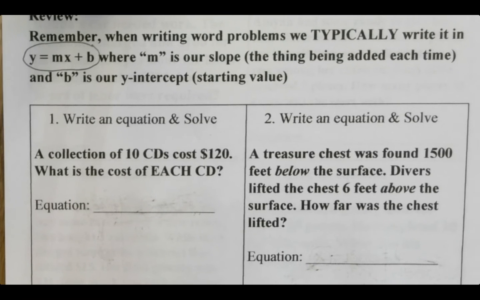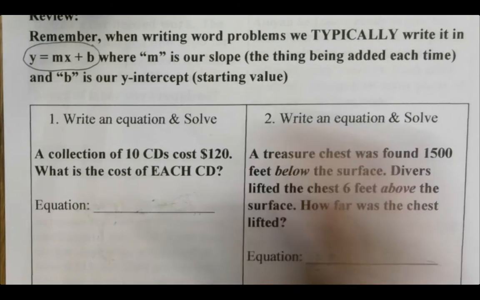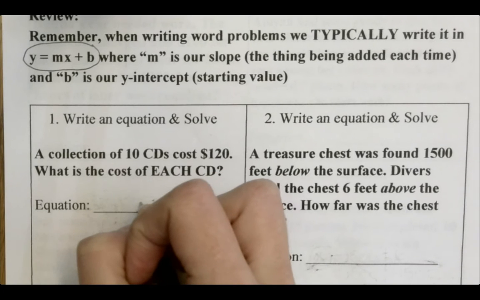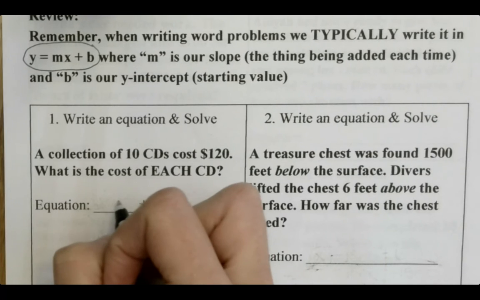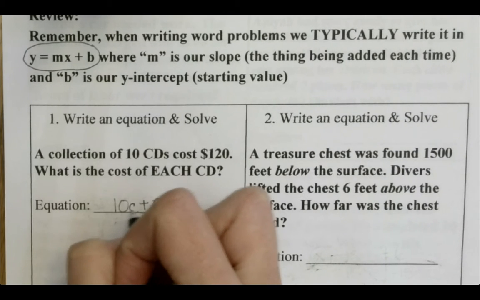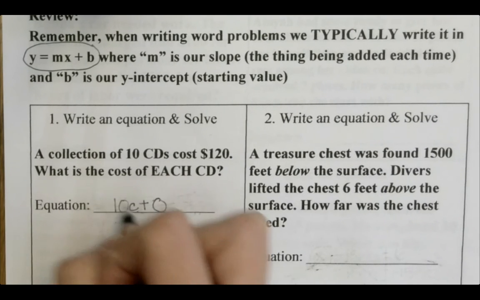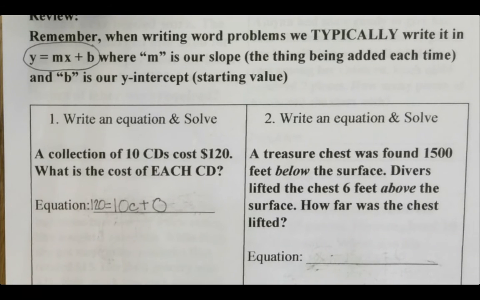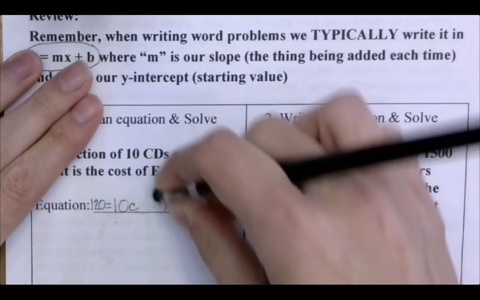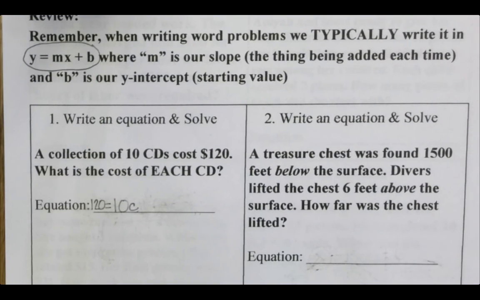So I have a starting value that's 0, right? It doesn't say 10 CDs and a bag of candy, or that I have to pay a flat fee. It's nothing. Okay? Then I have my 10 CDs, and then this is their cost. And when I multiply those two together, I get my total of $120. So remember, I can erase this 0 because plus 0 doesn't really need to be there.